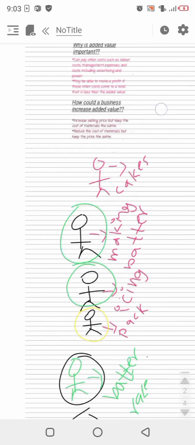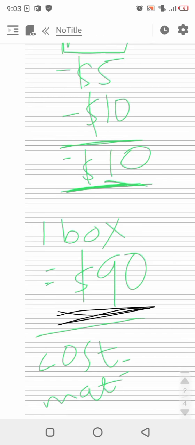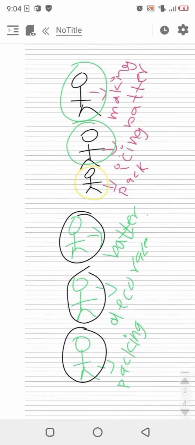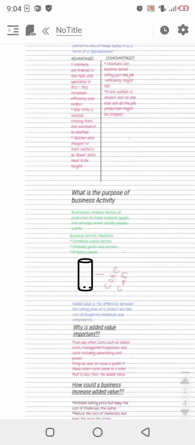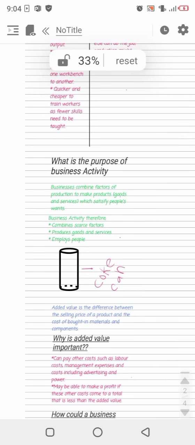I know that today's lecture was a little bit of a disaster because of my terrible drawing, but I hope you understood it clearly. If there are any other questions, then you can comment in the comment section.